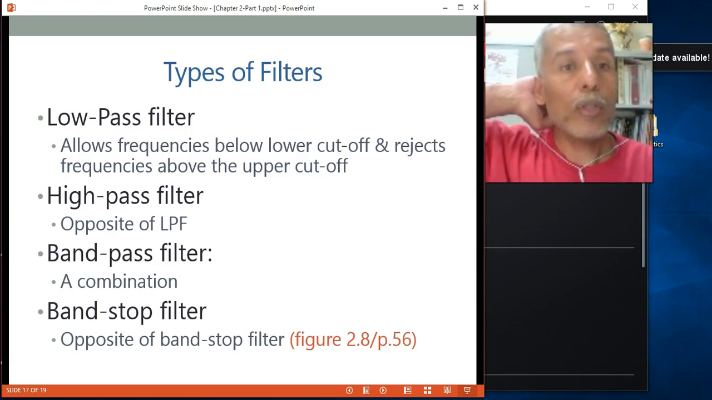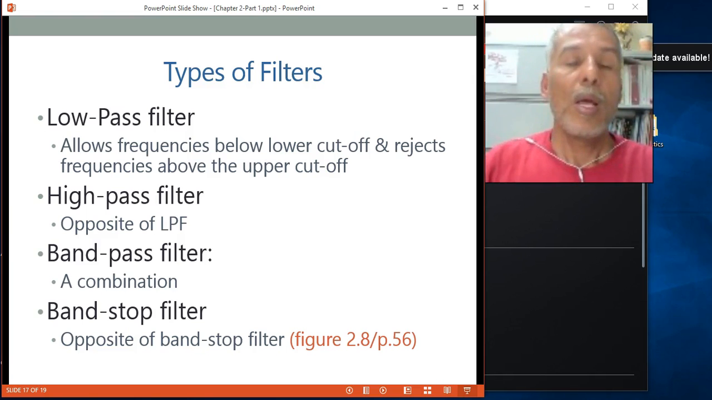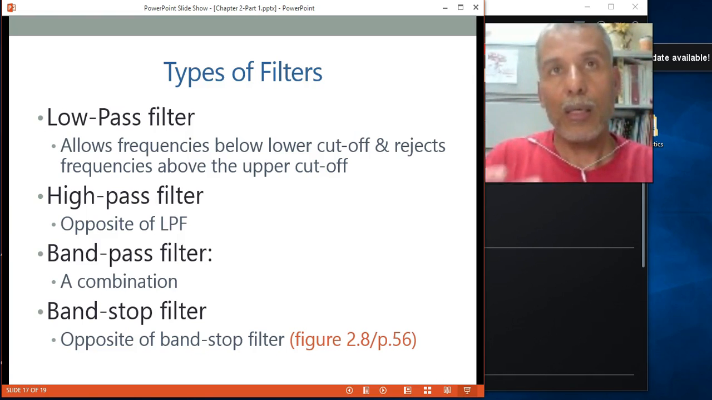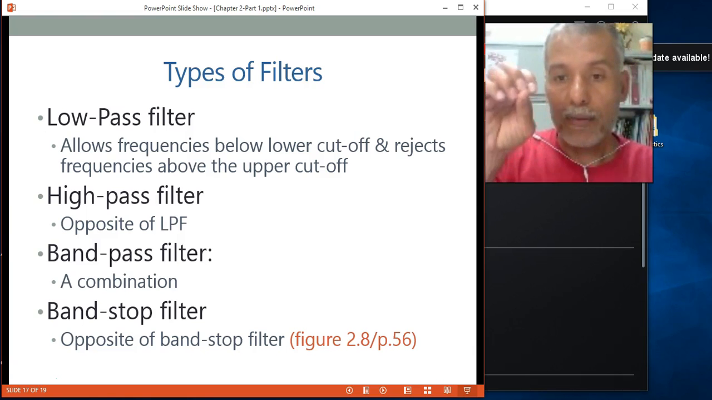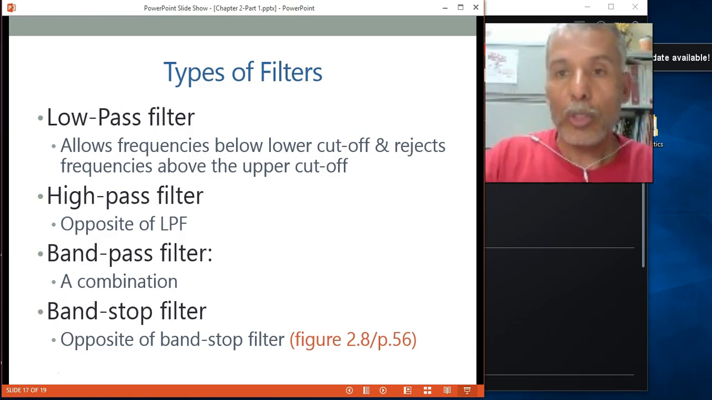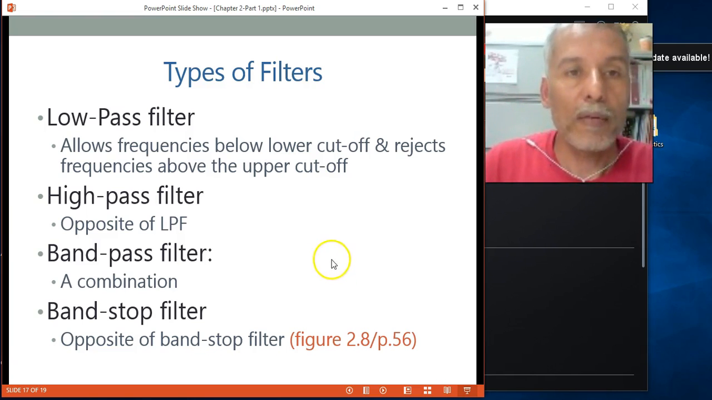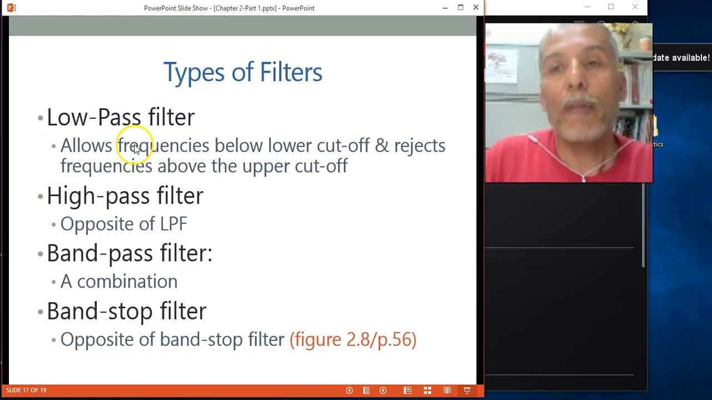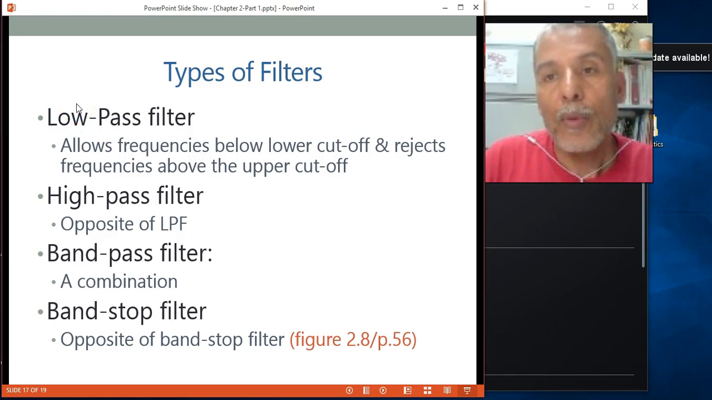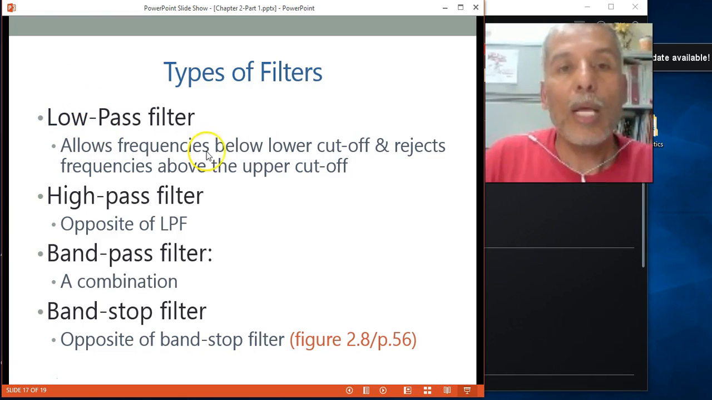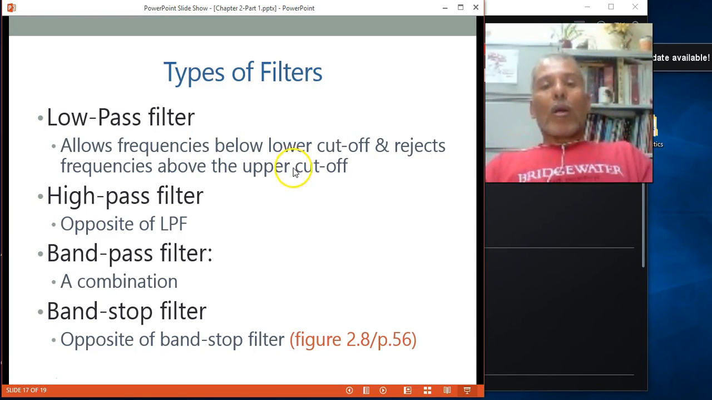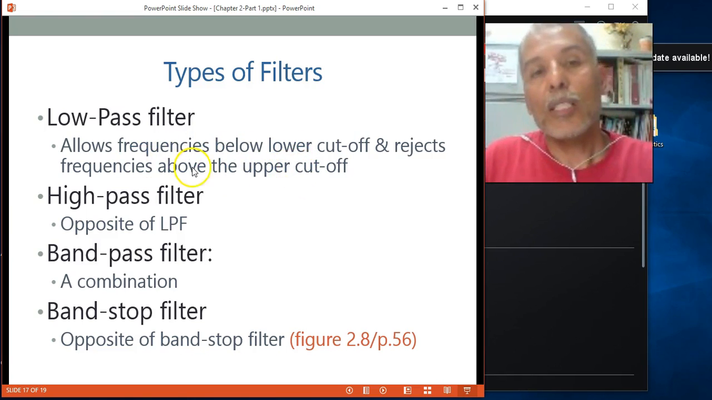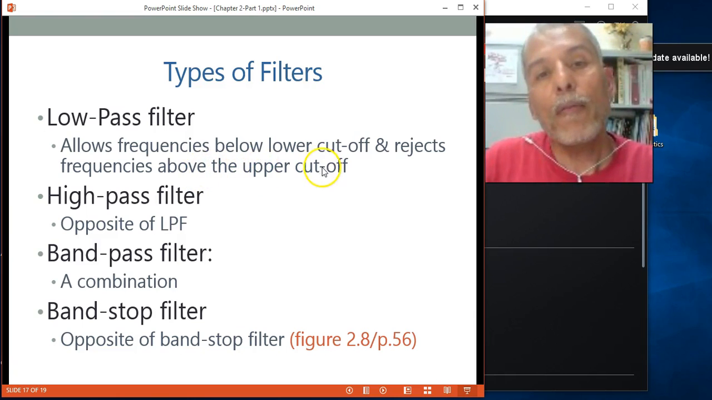There are 4 types of filters. And we said the filter is a tube that selectively takes out opposing forces and enhances what is left. There's a low pass filter. Low pass means it allows the low frequencies, any low frequencies. It allows frequencies below the lower cutoff, and it rejects frequencies that are above the cutoff.